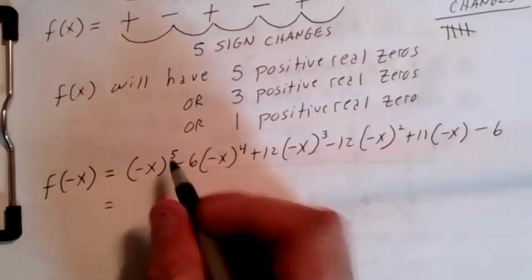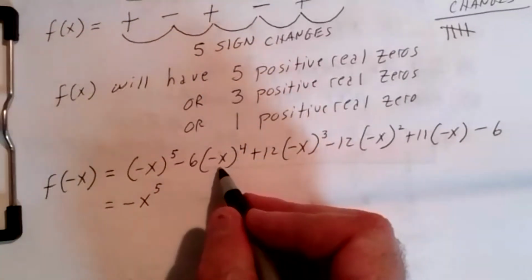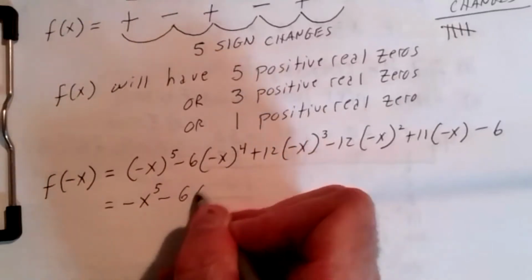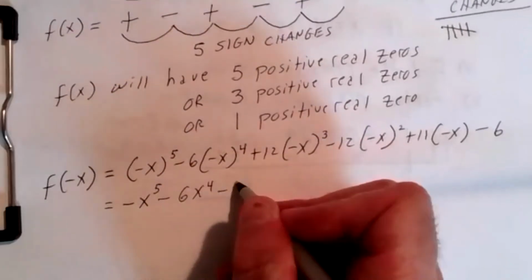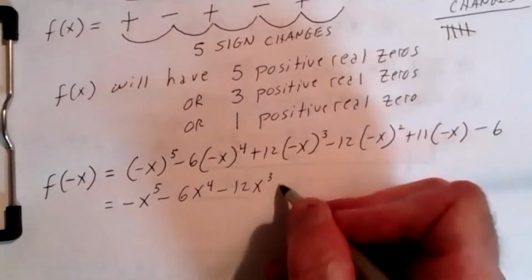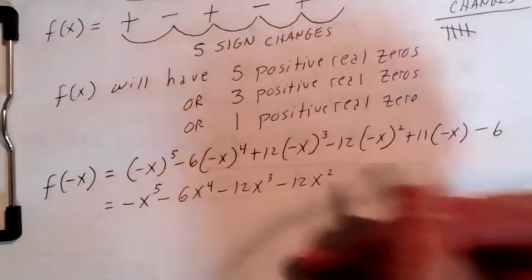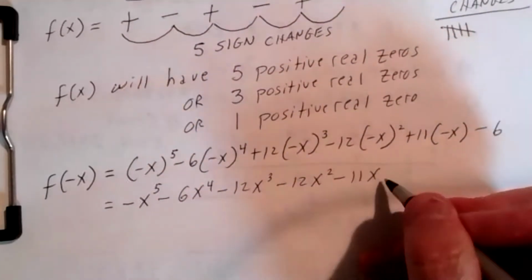A negative raised to an odd power is still a negative, so this will still be negative x to the 5th. This is going to be a positive x to the 4th times negative 6, which is minus 6x to the 4th. This is going to be a negative x cubed times 12, minus 12x cubed. This is going to be a positive x squared times negative 12, minus 12x squared. This is going to be a negative x times 11, minus 11x, minus 6.